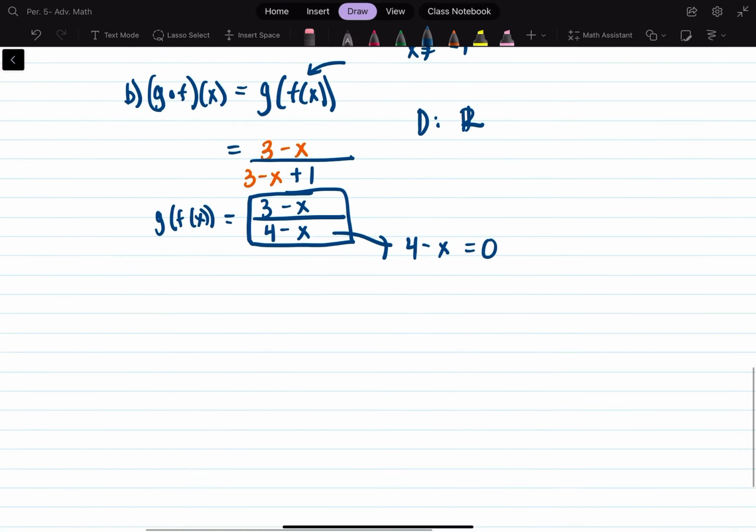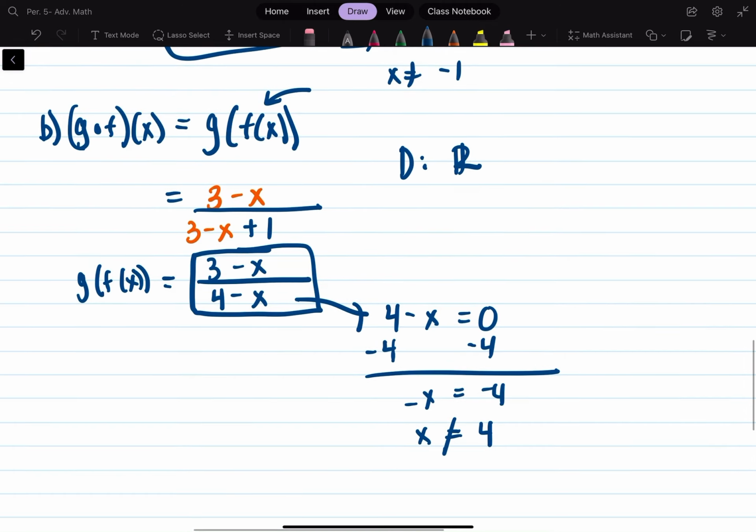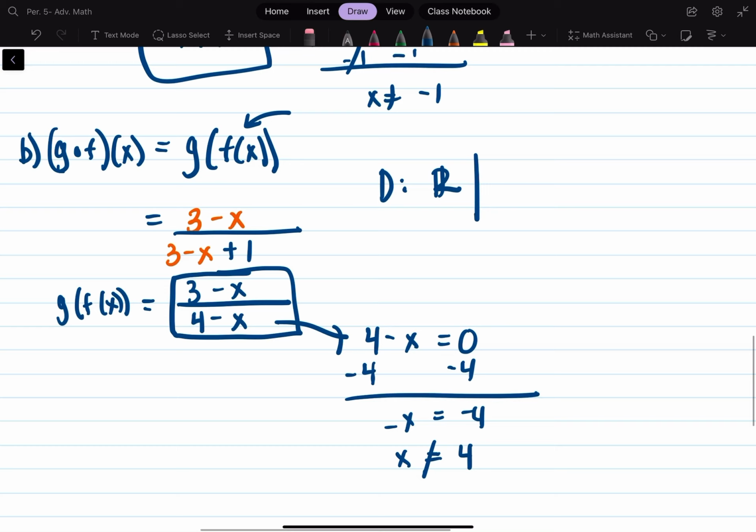So going back here, let's go ahead and subtract 4 to both sides. And then you get negative x is equal to -4. Divide both sides by -1. And you realize that at the value of x equals 4, you would get a 0 in the denominator. So that is indeed the value that we're going to need to exclude. So our domain would be all real numbers, but x cannot equal 4. Okay.